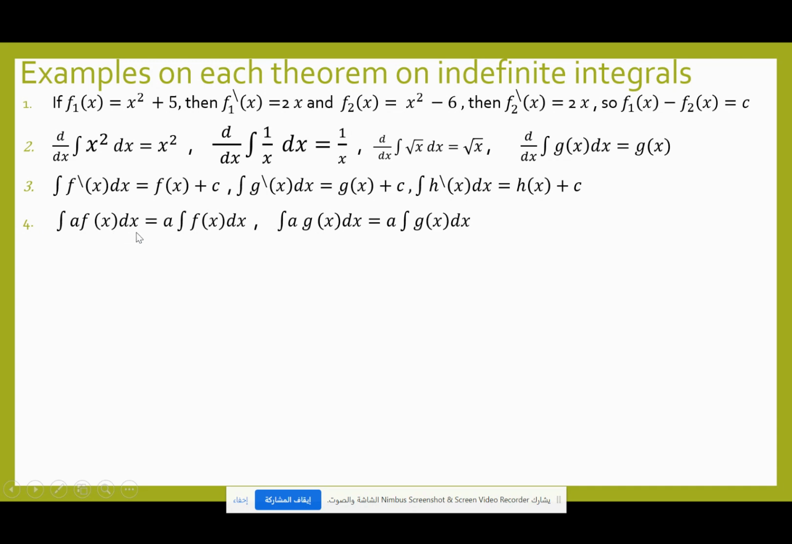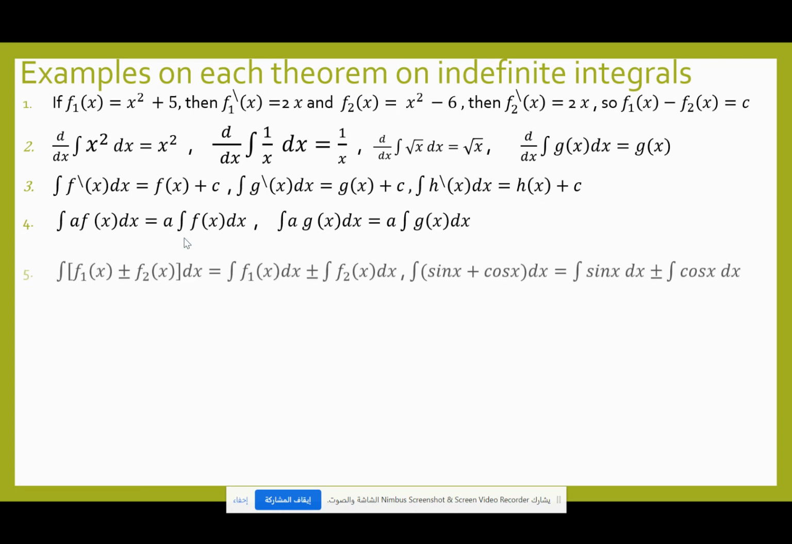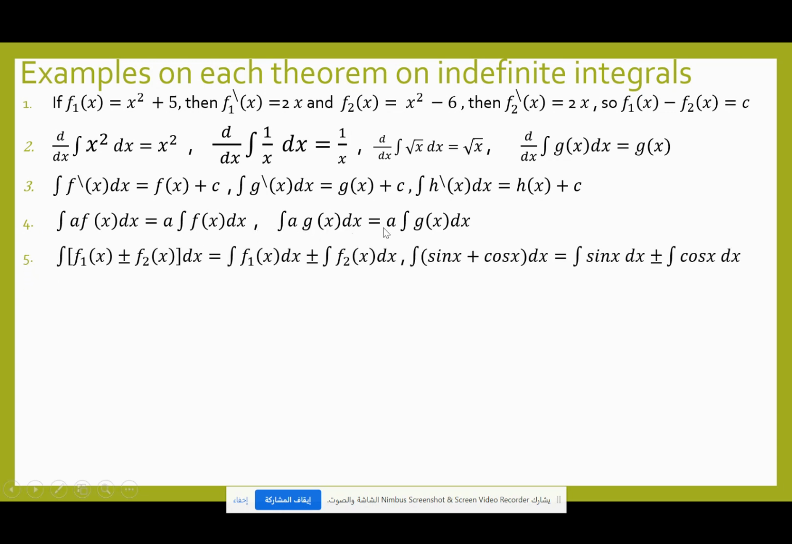Integration for a f of x dx equals a times the integration of f of x dx. Here, a is going outside as a common factor. Keep the function as it is until you learn later the rules of integration. And similarly, if we have g of x, you're going to take the constant outside as a common factor. And if you have an integration for the sum or difference between two functions, such as sine and cosine, that means you are going to integrate sine alone and then integrate cosine alone separately, then add them or subtract them. We have actually a very, very important principle coming soon with two parts.